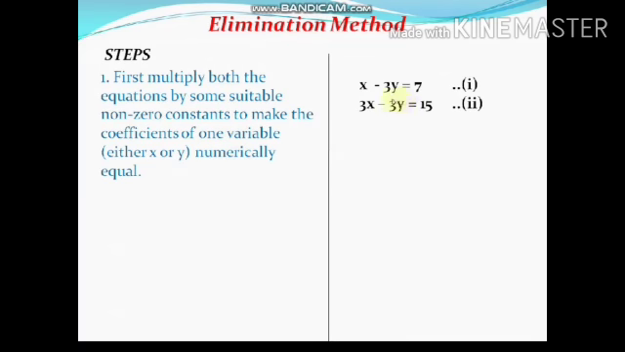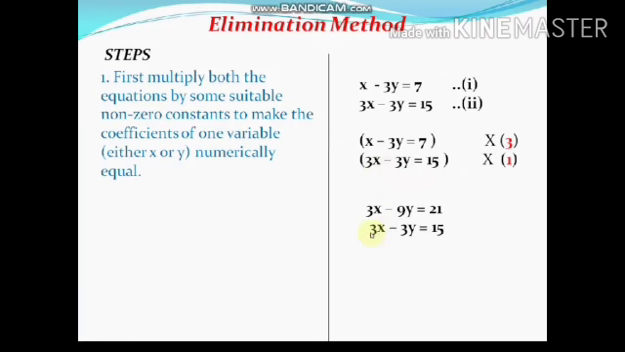You can easily see here, student, in first equation the coefficient of x is 1 and in second equation the coefficient of x is 3. So, in first equation we will multiply by 3 and in second equation we will multiply by 1 for numerically equally making the coefficient. We will get 3x, 3 3s are 9y, 7 3s are 21, and second step we will get as it is because we are multiplying here by 1, we will get 3x minus 3y equal 15.